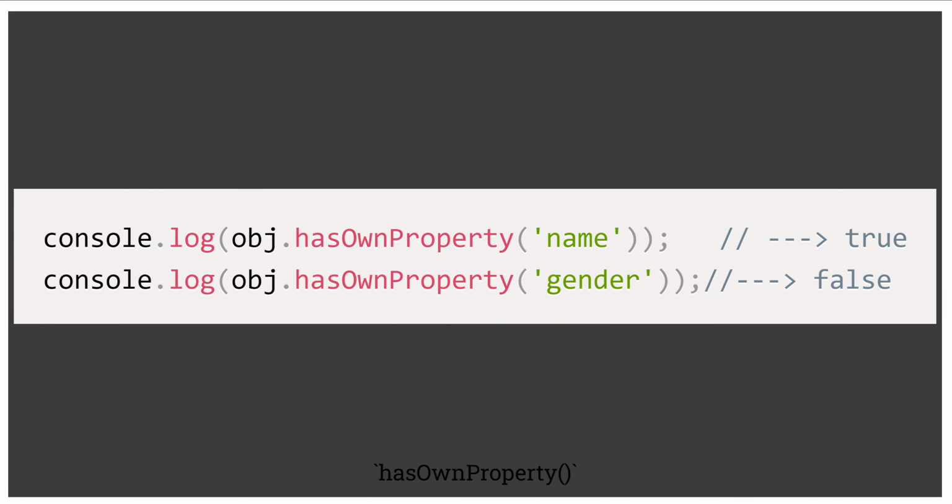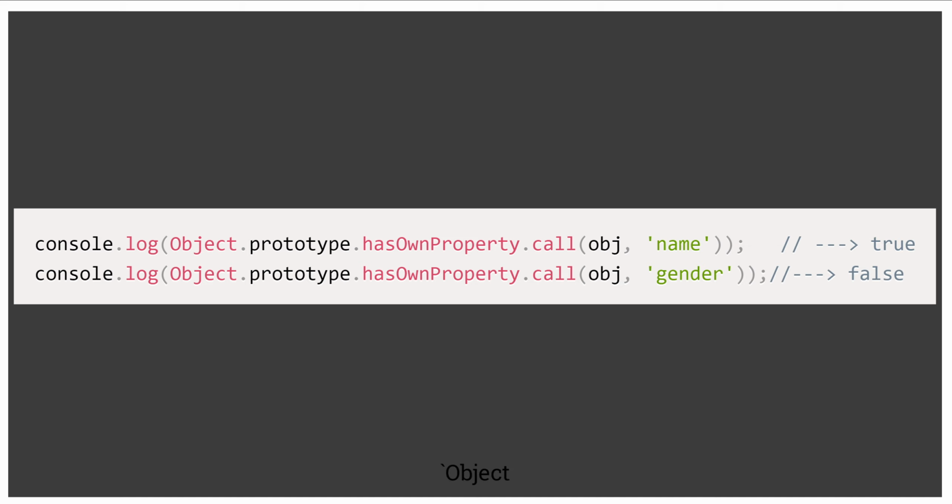2. hasOwnProperty. Pros: Checks only own properties of the object, not inherited ones. Cons: If the object has a property that overrides this method, the result might be unexpected.